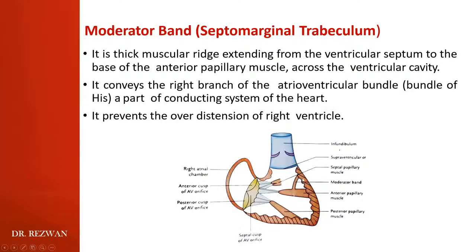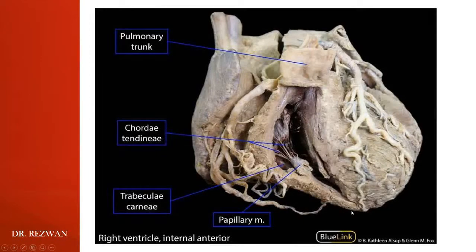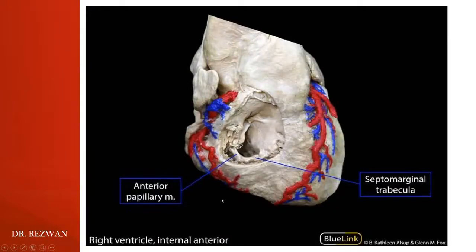And this moderator band, why is it so important? Because it is containing the bundle of His or the right bundle branch. We will discuss the conducting system in the next presentation. Over here we can see that. Now this is the right ventricle with the papillary muscles, chorda tendineae and the cusps. Again, anterior papillary muscles. And this is the septomarginal trabeculae or the moderator band.